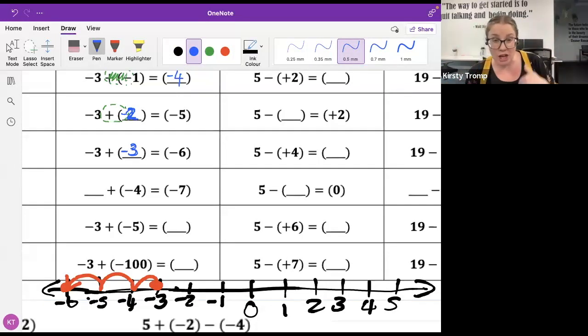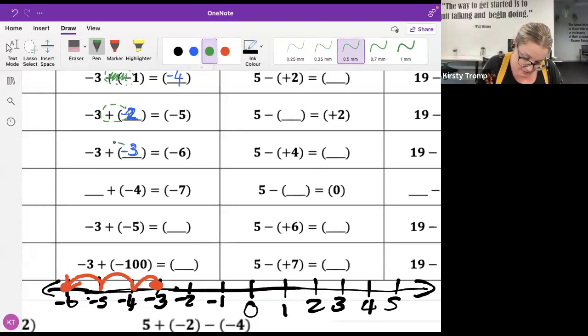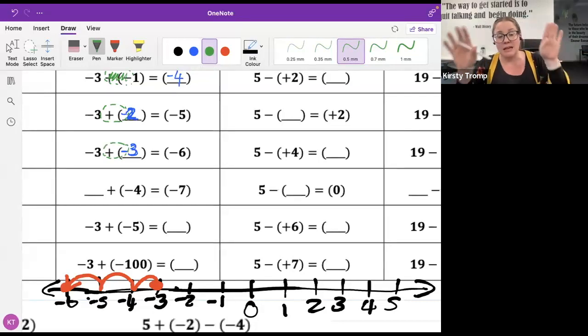Could we go back and check it? Could we draw a little circle around here? We could see we've got a positive sign and a negative sign right next to each other. A positive sign and a negative sign right next to each other means it's going to become a negative. -3 minus 3 is going to give me -6.